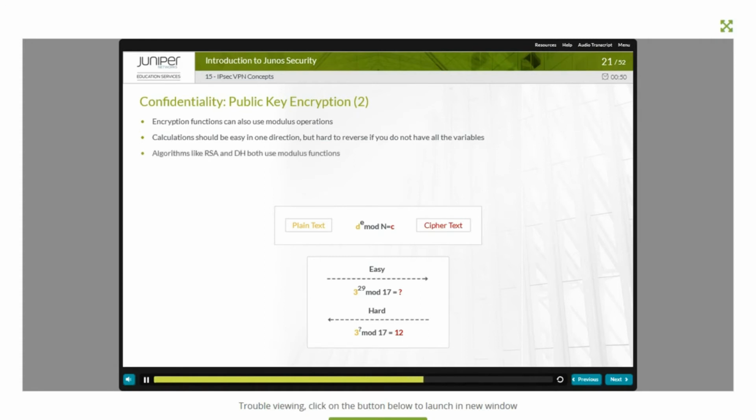Algorithms like RSA and DH both use this functionality, and the strength of these functions is based on the time needed to reverse. Using large prime numbers makes reversing the process impractical and could take years even with the computational power of some of the largest supercomputers on Earth.